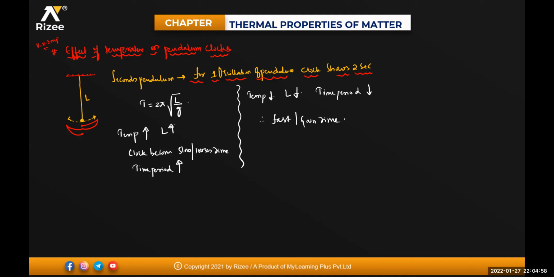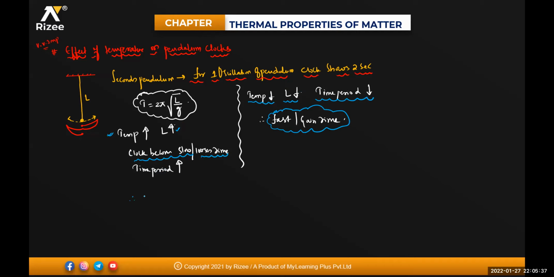Clear for everyone? Once again. Time period formula, T is equal to 2 pi under root of L by g. Now, when temperature is being increased, beta, length of the pendulum increases. When length is increasing, time period is also increasing. So when time period is increasing, that means the clock becomes slow and it loses time. Whereas when temperature is decreasing, length will decrease, so time period will decrease. So when time period is decreasing, that means it is moving fast, or we can say it is gaining time. Is it clear?